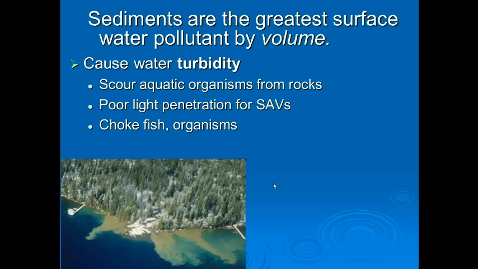Sediments are the greatest surface water pollutant by volume. They cause turbidity, meaning it's cloudy, you can't see through it. They can scour aquatic organisms from rocks. They decrease the amount of light that can get in for our SAVs. They can also choke fish and other organisms.